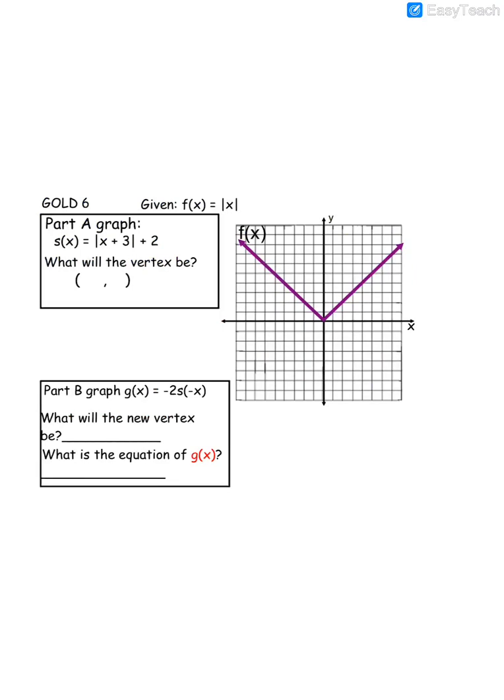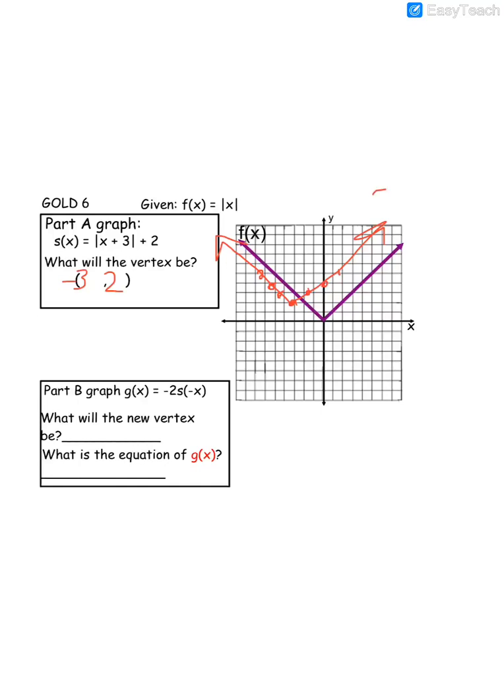So let's take a look at the first function. s of x is the absolute value of x plus 3, plus 2. The vertex is inside lies, outside tells the truth. So it's negative 3, 2. So I'm going to go left 3, 1, 2, 3, up 2. And a is still the same, so it's just going to increase. I'm going to draw it in like that.